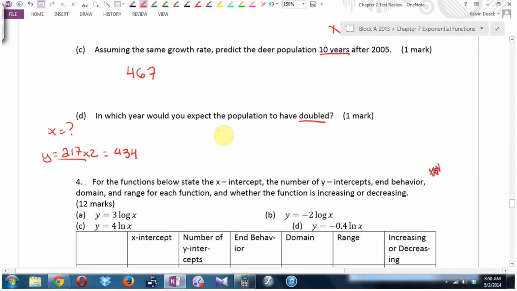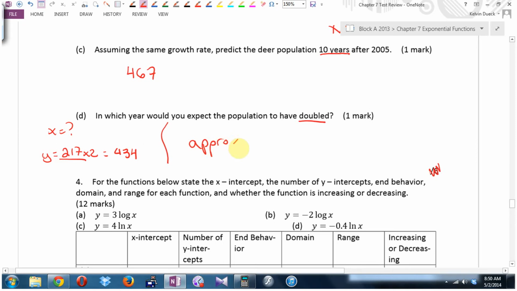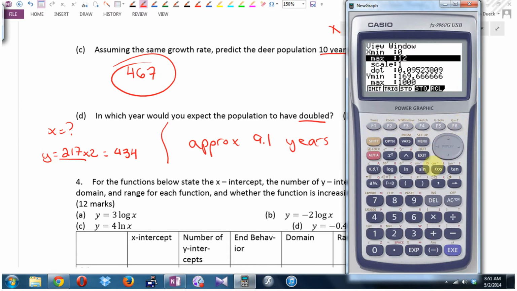Okay, hang on. First of all, the correct answer is 9.1, approximately 9.1 years. So you doubled this value here. Okay, so a little strange. I'll give you a half mark. Now, if you doubled that one there, 467 times 2 is 934. I don't even know if that's going to fit on my graph. No. I'm going to have to go to 1,000. And I'm going to have to probably add a few years.